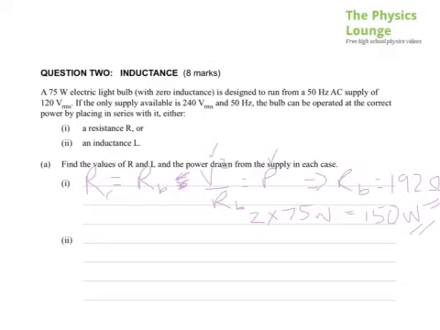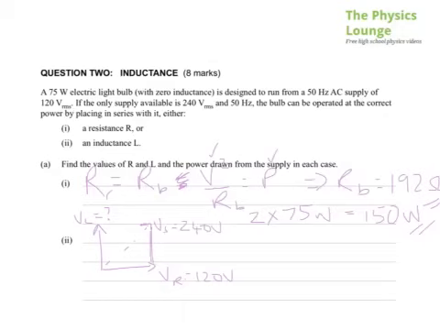Part 2, we want to know about the inductance, and this gets tricky because we have all of our phase relationships. If we consider the voltages, we know the voltage across the resistor has to be 120 volts RMS. The voltage across the inductor leads by 90 degrees, and that's going to be our question mark. We don't know what that is. Our supply, we're told Vs is 240 volts RMS.